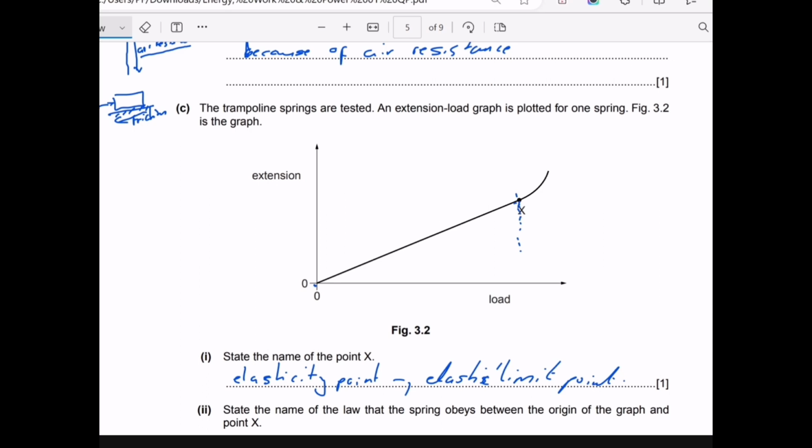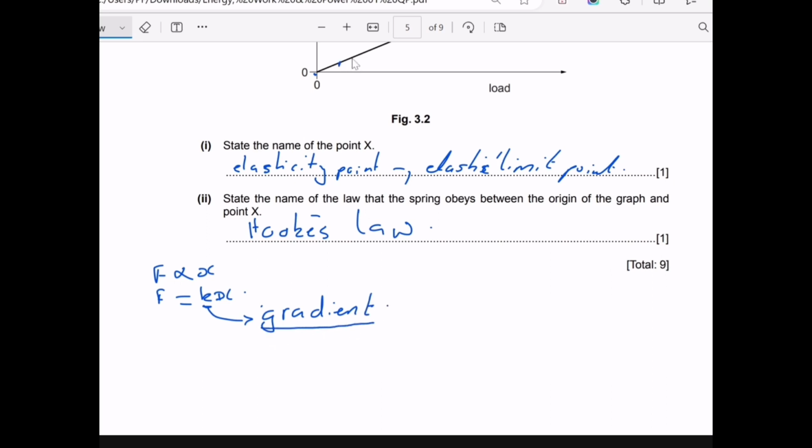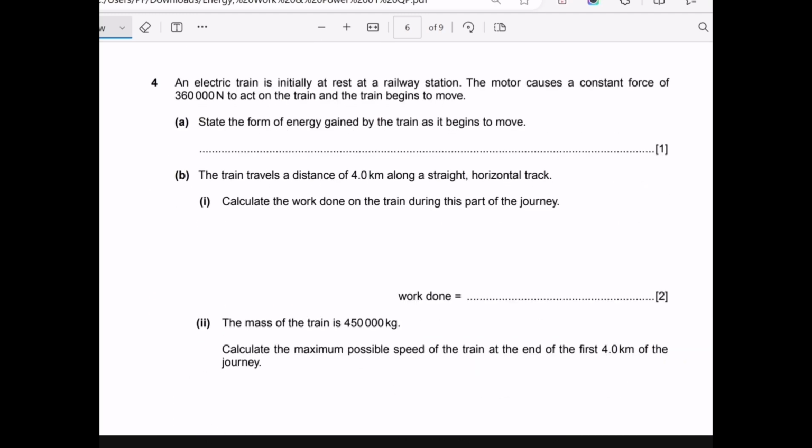Next question. Let's go on to state the name of the law. If you check the first question, the law was Hooke's law, where force is directly proportional to extension. And if you introduce the constant of proportionality, F is equal to kx. This, remember, represents the gradient. Don't forget that. So if you get the gradient of your particular graph, that gradient is the value of k that you can use there, because the gradient is constant. It's not changing.